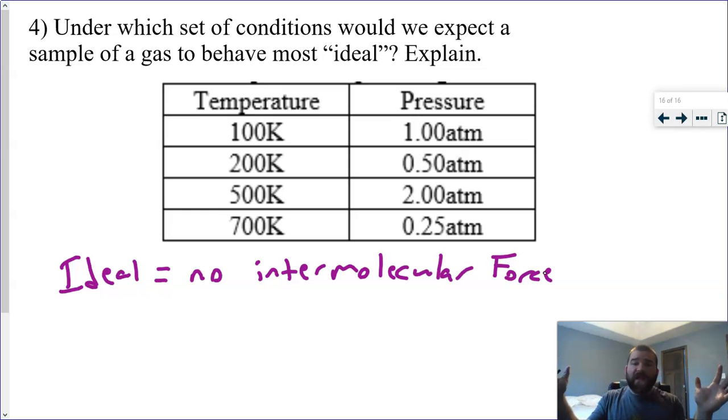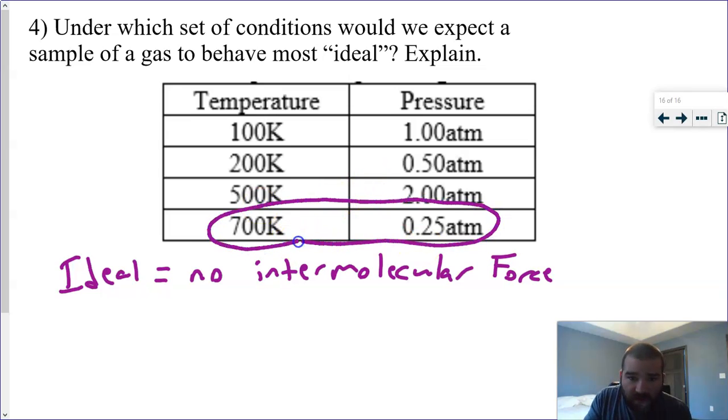At lower pressures, there's extra space in there, and the molecules are further apart, which is a good thing when it comes to intermolecular force. That lowers the intermolecular force the further they are apart. So I think what we're looking for here is a high temp with a low pressure. Higher temperature, things are moving faster, less intermolecular forces. Low pressure, there's extra space, lower intermolecular forces. And the fourth option is absolutely our option.